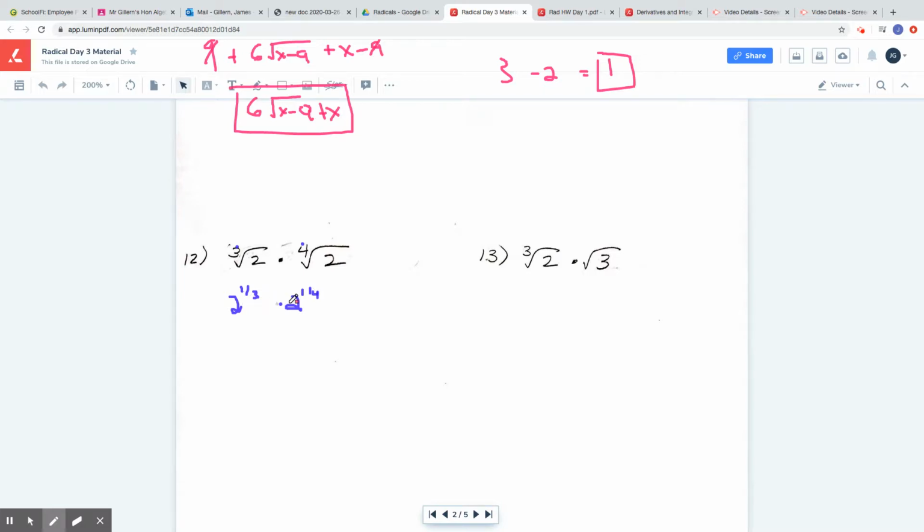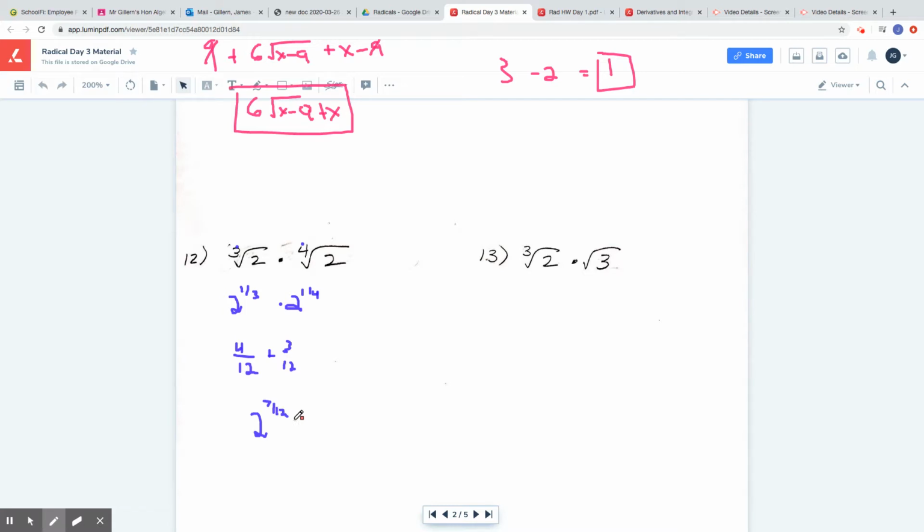What happens when I have these two bases the same? What do I do with the exponents? I add them. Well, what's 1/3 plus 1/4? Let's make them a common denominator, which would be 12. So 1/3 is 4/12 plus 1/4, which is 3/12, which equals 7/12. So this is really 2 to the 7/12.